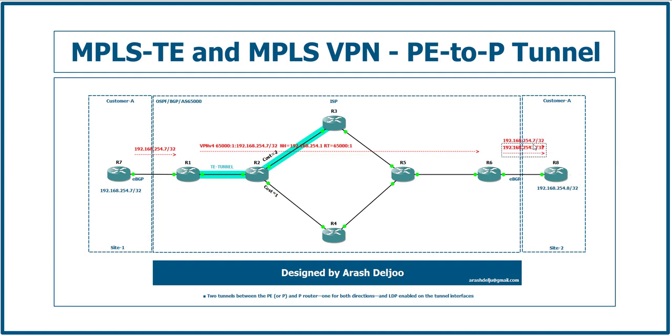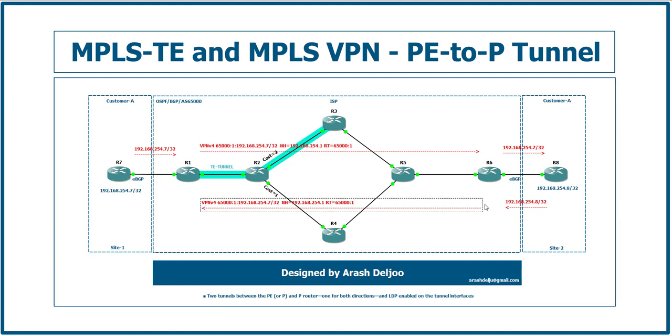After that, we have another update from router 8, 192.168.254.8/32, which should be advertised to router 6. Again, because we have BGP neighborship between router 6 and router 1, we can advertise this update to router 1 as a VPNv4 route.